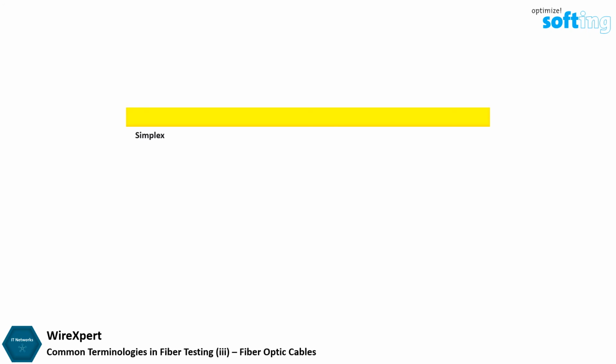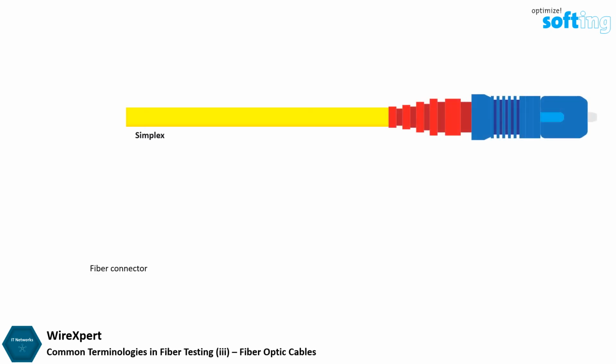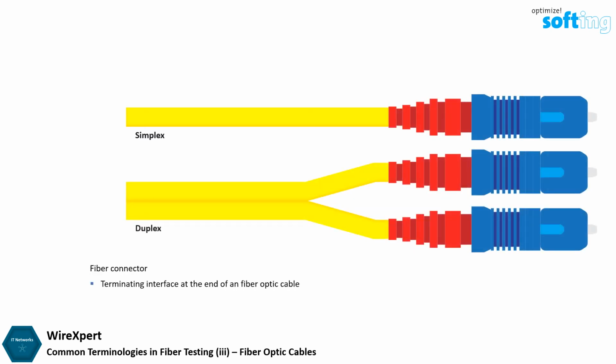Fiber optic cables require connectors to interface between devices or another fiber optic cable. A fiber connector is the terminating interface at the end of an optical fiber and enables quicker connection and disconnection than splicing. We will explain more about fiber optic connectors in the next video.